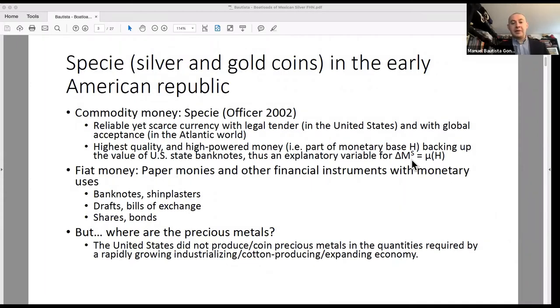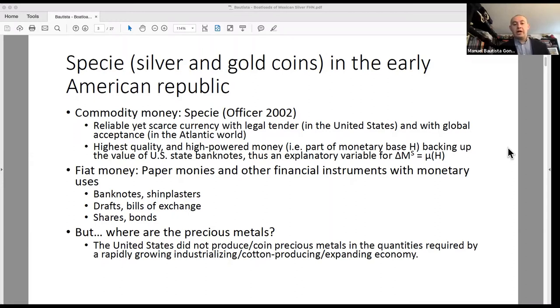However, in spite of this systemic importance, most scholars have looked into the question of fiat monies in this period. The United States has a lot of banknotes being issued by state banks. There are also a lot of instruments with monetary purposes that are not necessarily money, sometimes called shinplasters. There are, of course, instruments of credit, such as drafts for international exchange, for international trade and finance. You have bills of exchange. And then, of course, you have titles of other financial instruments, such as shares and bonds.